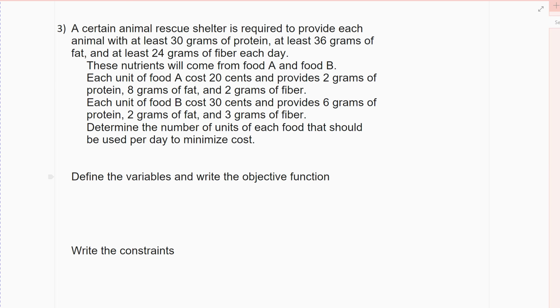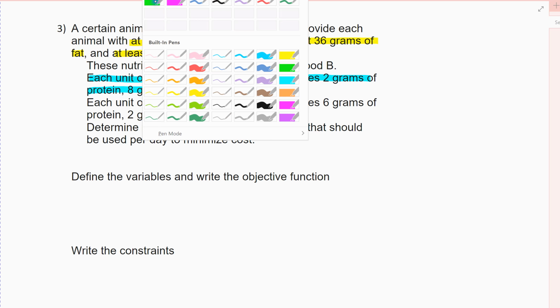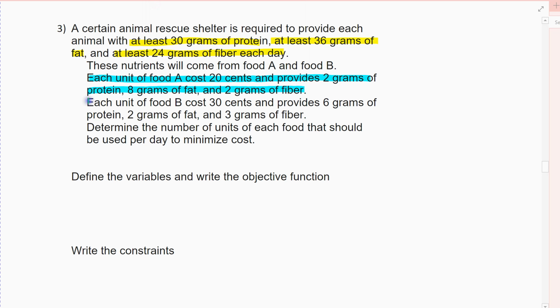All right, so I have an animal rescue shelter that is required to provide each animal with at least 30 grams of protein, at least 36 grams of fat, at least 24 grams of fiber. The nutrients will come from food A and food B. Each unit of food A costs 20 cents, provides 2 grams of protein, 8 grams of fat, 2 grams of fiber. Each unit of B costs 30 cents, provides 6 grams of protein, 2 grams of fat, 3 grams of fiber.